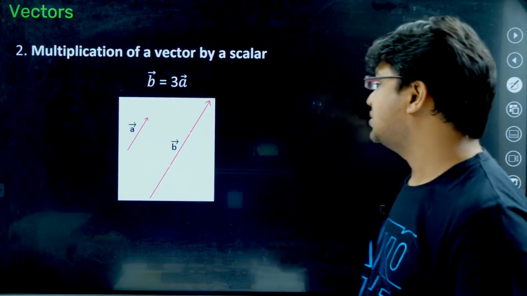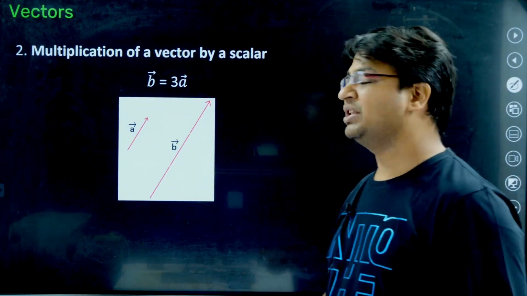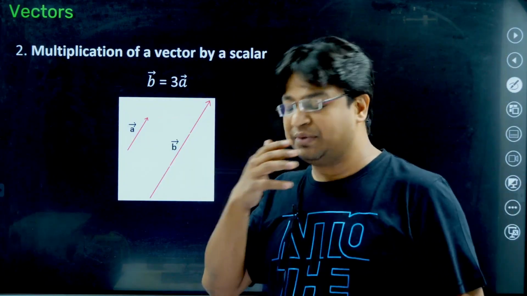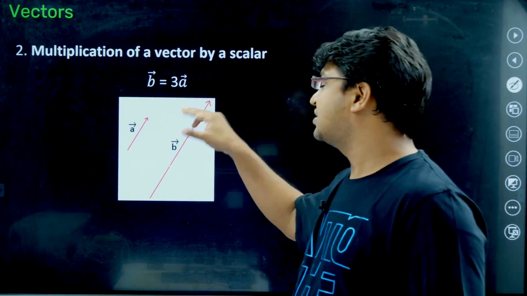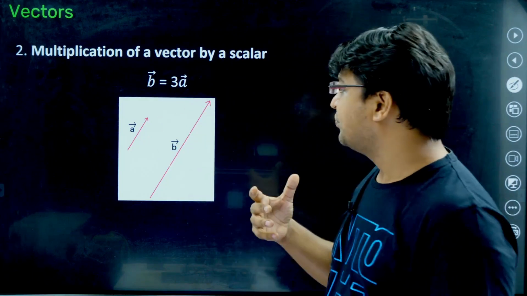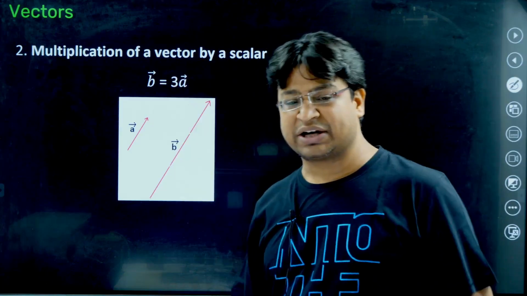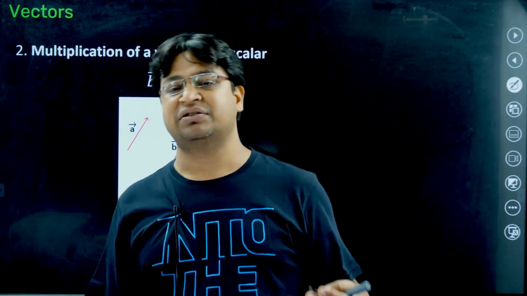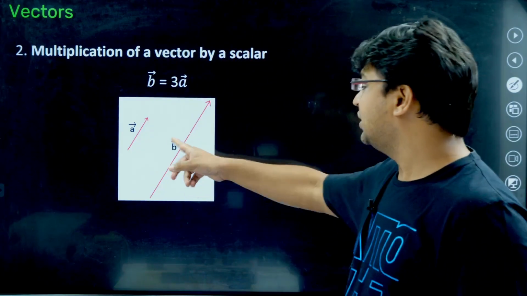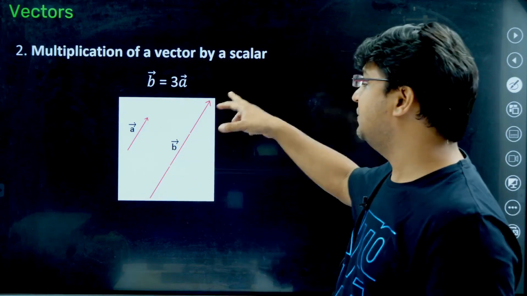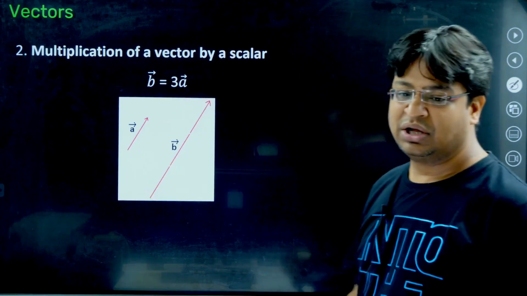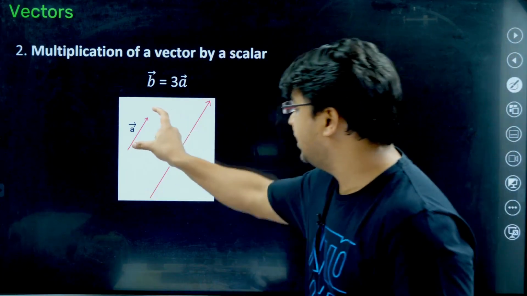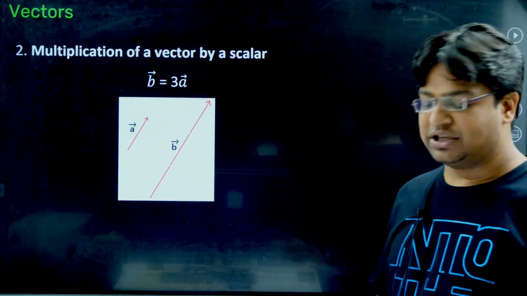Okay, and then the next part, multiplication of a vector by a scalar. Suppose we have a vector A, and say I have a new vector which is 3 times the vector A. I'm calling this new vector B. What will be the magnitude of the B vector and in which direction will it point? It will point in the same direction as A, and its length will be 3 times the length of the arrow of A. So 3A is vector B.